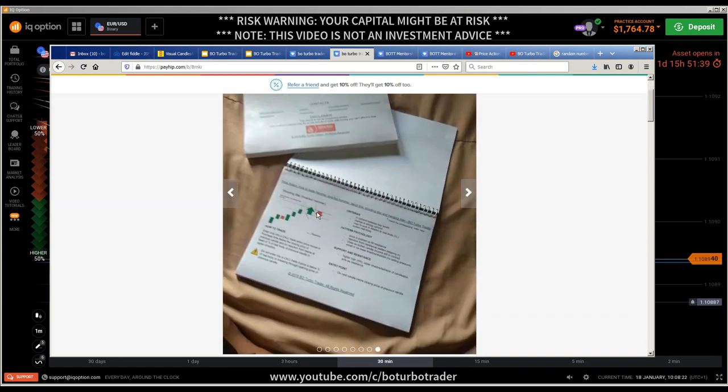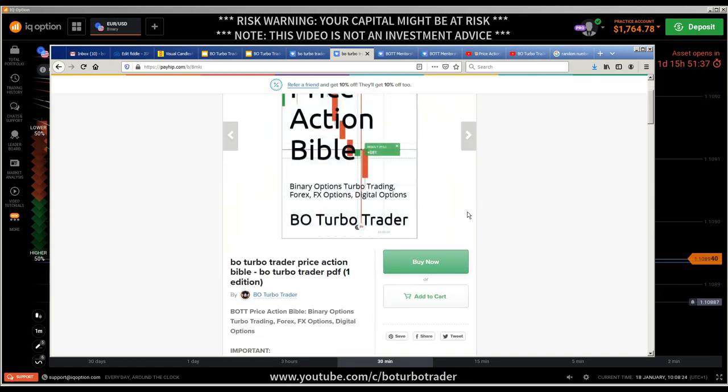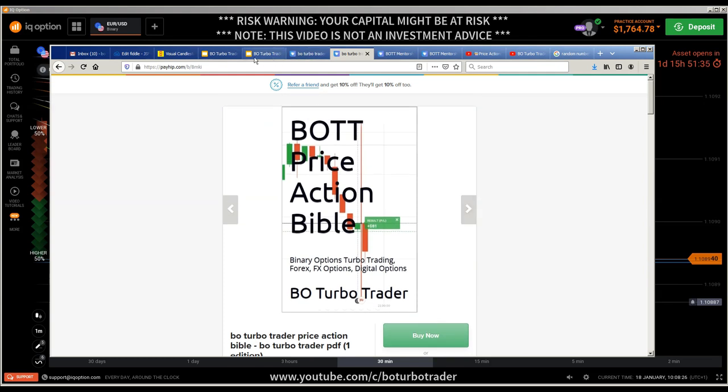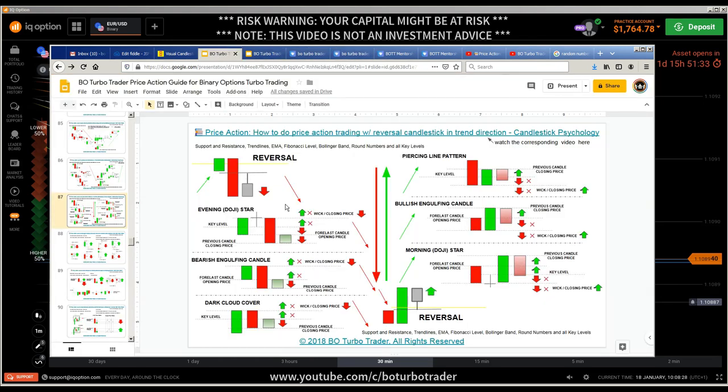Here you see the key levels marked from the shooting star and all those kinds of things. Look at this. You see here an evening star, so you need to know how to trade the evening star. That's half of what I have explained in the BOTT Price Action Bible. Here, the engulfing candle, you should know how it works. Then you should also know the other concepts about the highest probability trading setup.